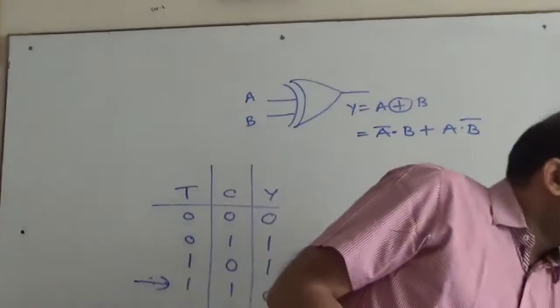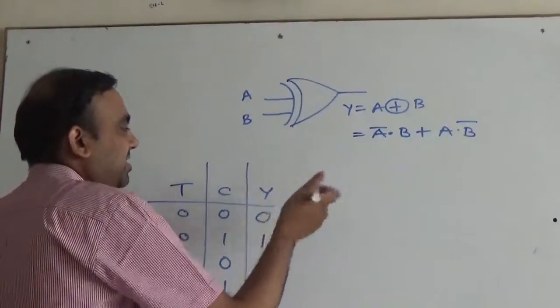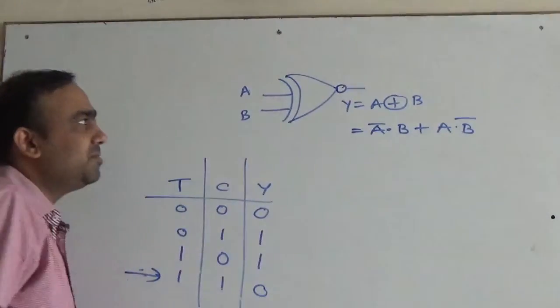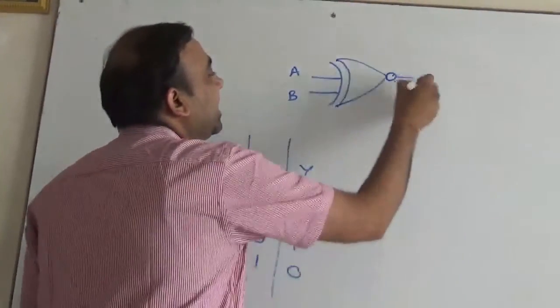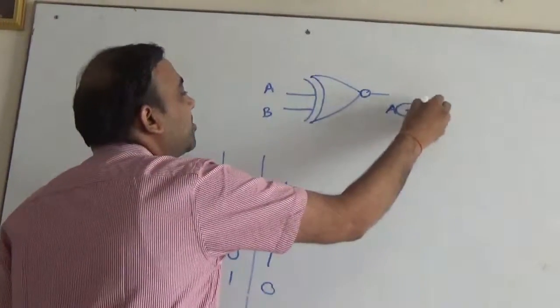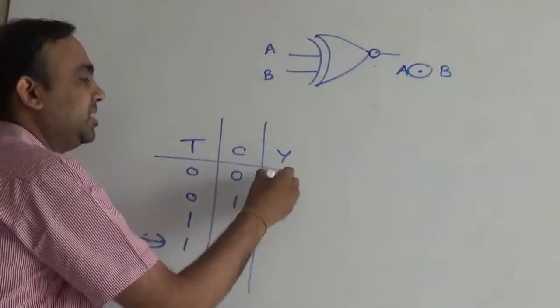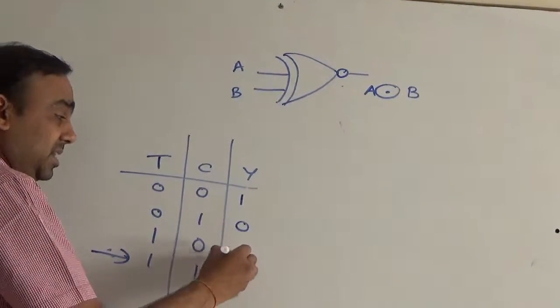Now what about the XNOR? XNOR is very much the same, we just have to add a bubble here. The bubble means we have to add a NOT gate at the output. So here it is A XNOR B. Now the truth table will be exactly opposite. Here we will get 1, here we will get 1, and here we will get a 0.